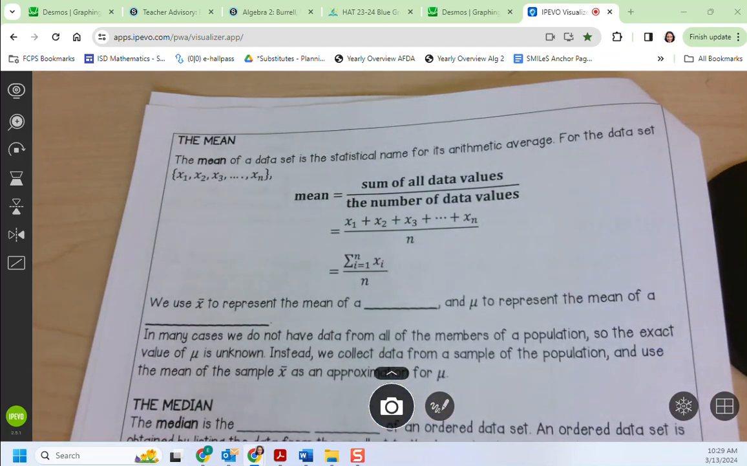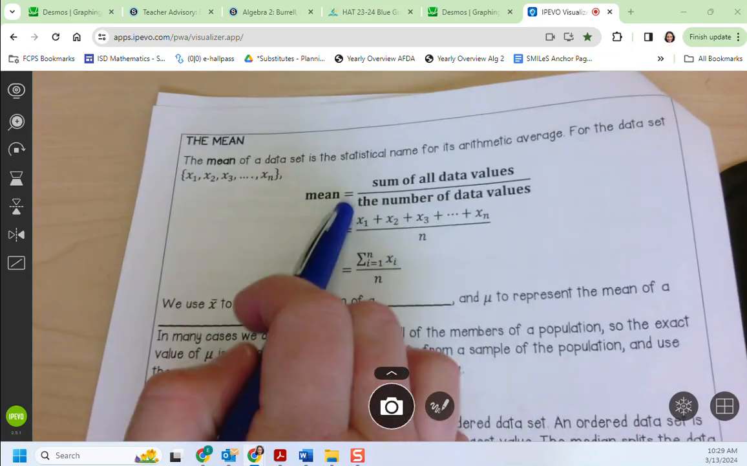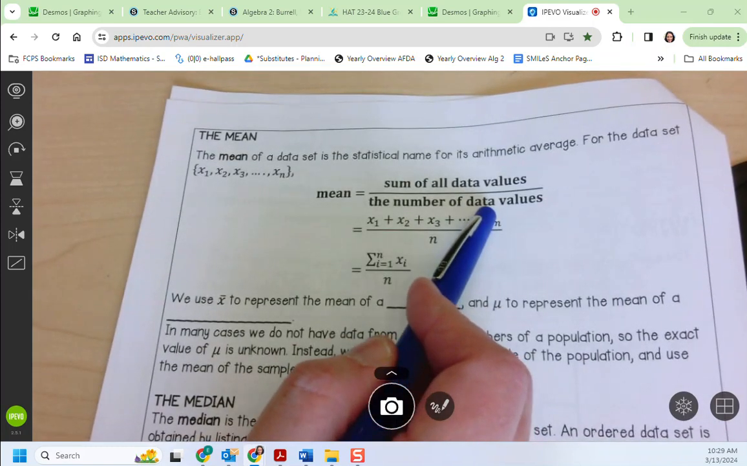All right, mean. Take what you learned in middle school and use fancy words to make it seem hard. It's not hard, okay? The mean is the sum of all the data values divided by the number of data values. That's what we remember from middle school. That's exactly what we're going to do.